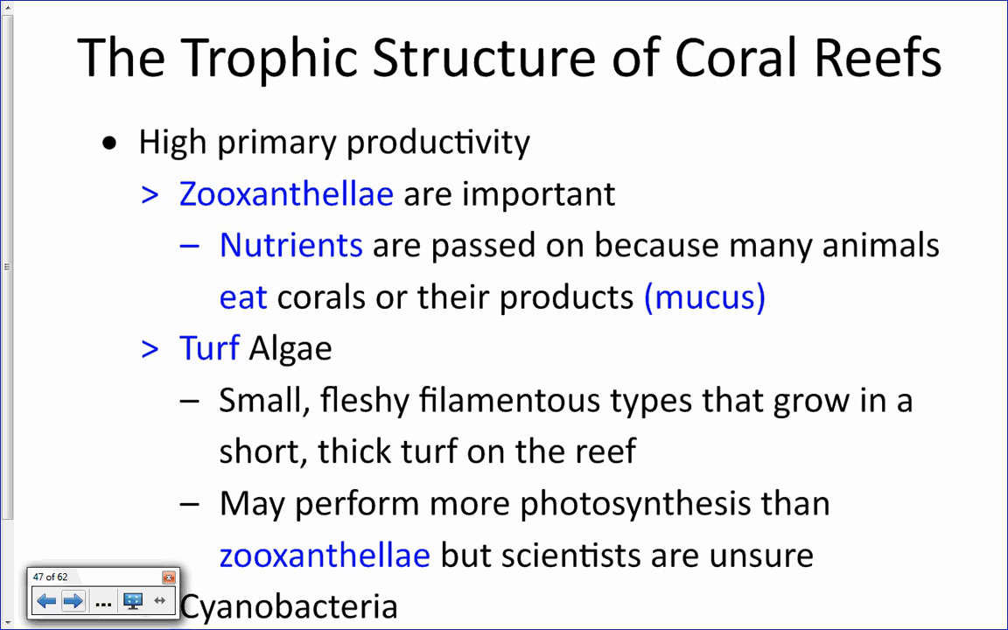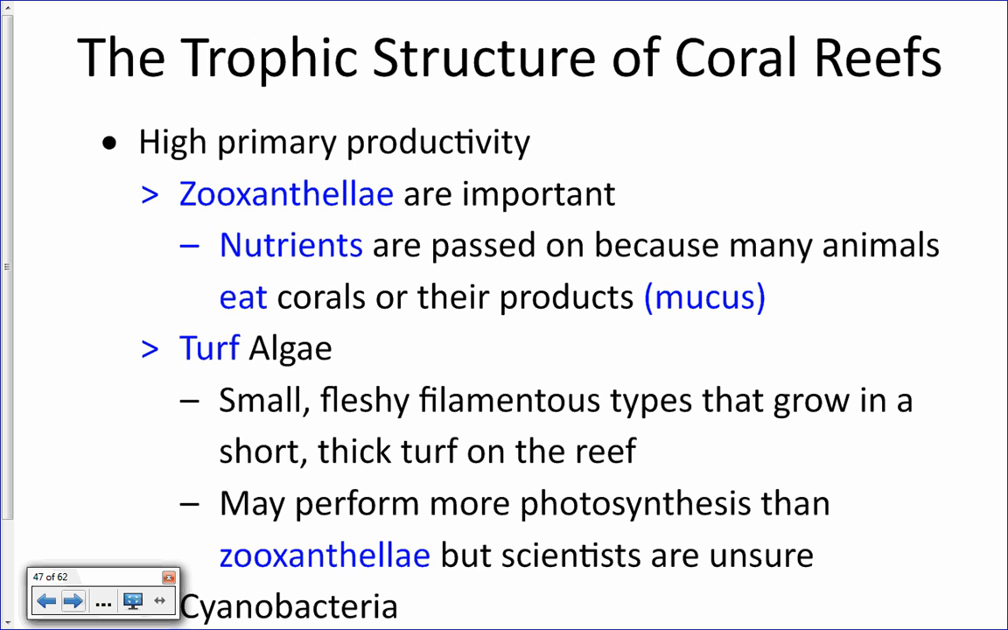The types of things that are doing that primary productivity is the zooxanthellae, right, in the coral, because that's probably one of the most important things to give the coral the food that it needs to grow and create the reef. And then the energy that the coral produces, or the zooxanthellae produces, gets passed on to other animals when the coral itself gets eaten by certain kinds of animals, or other animals will actually eat the mucus that the coral creates. And that coral can't produce that mucus without the energy that it gets from the zooxanthellae. So the energy from the zooxanthellae gets passed on that way as well.